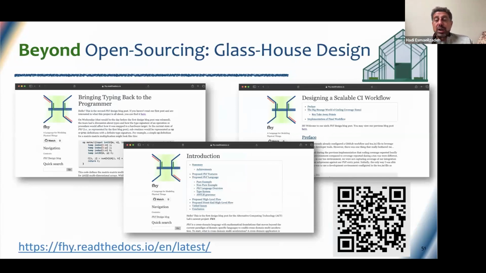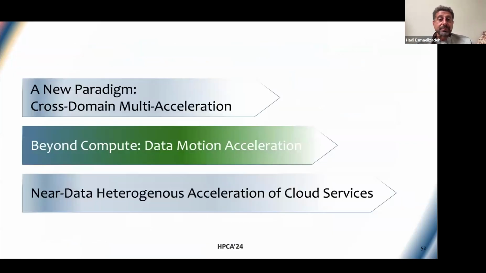We have gone beyond open source, and we even post our design discussions on the website, and you can go access the Phi program. The front end is completely done, the FDFG is also developed, and we're working on the backend compilation at the moment.